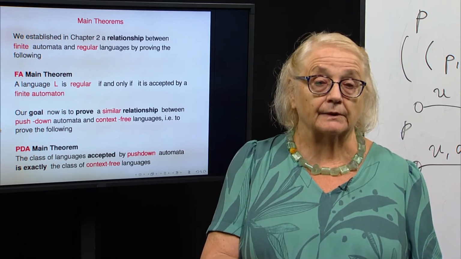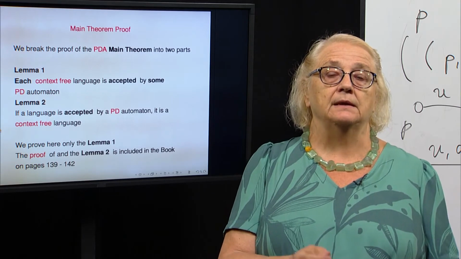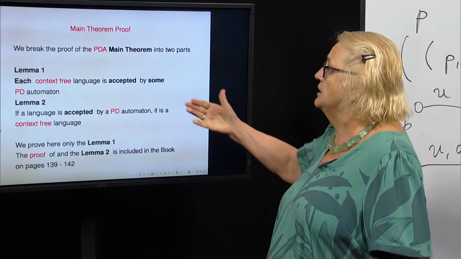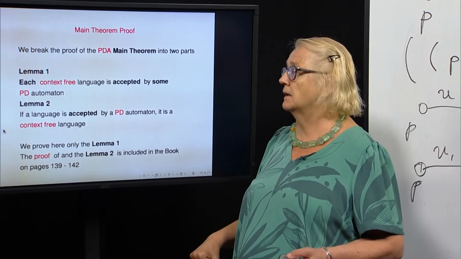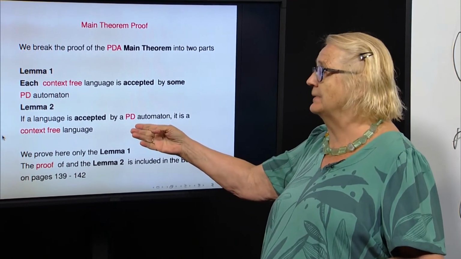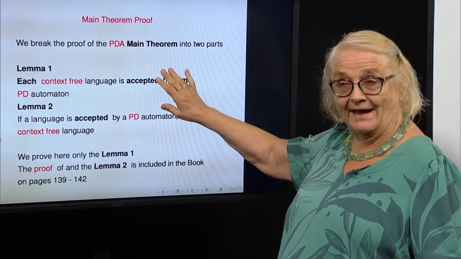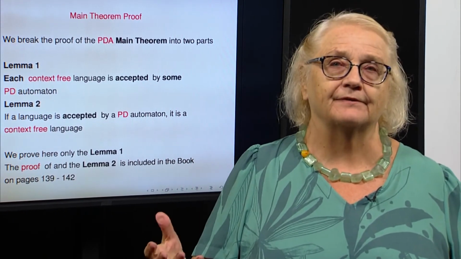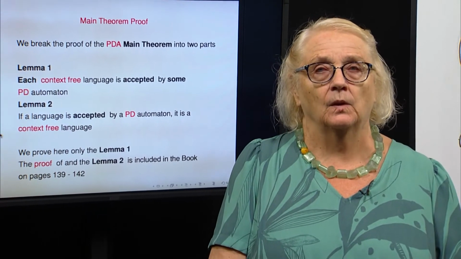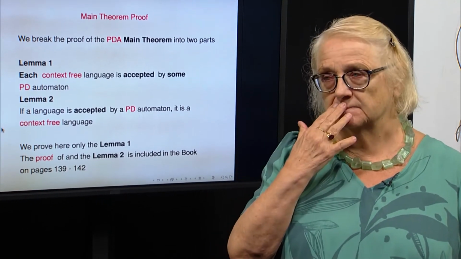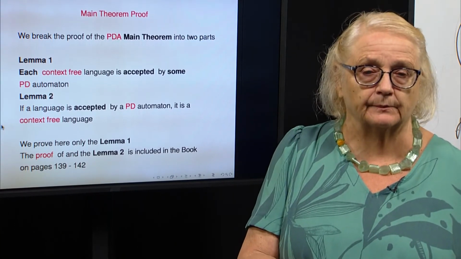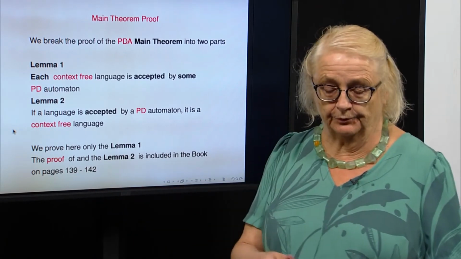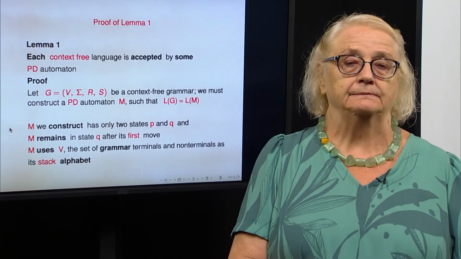finite automata main theorem. So now we break our main theorem into two pieces. It means each context-free language is accepted by a PD automaton, and each language accepted by a PD automaton is context-free. We prove that, which is really difficult, and we don't have time, and it needs a little bit more tools to develop to prove the second part. But it's pages 139 to 142, a beautiful proof in the book. We do them a while.